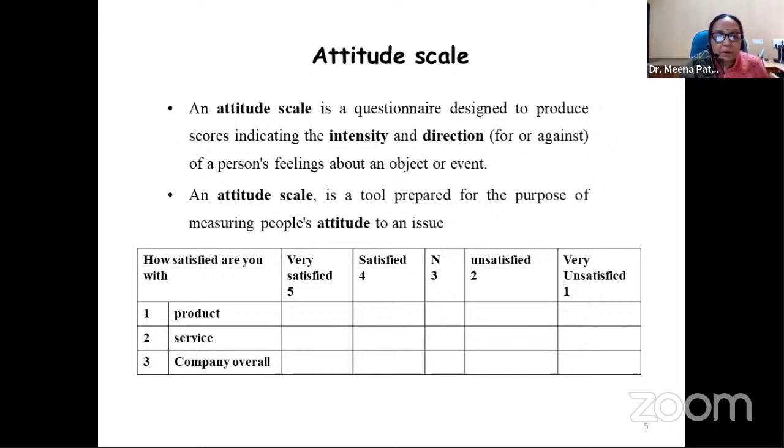Say, for example, how satisfied are you with either product, service, company, overall? Say here a 5 point continuum, that is very satisfied, satisfied, neutral, unsatisfied, very unsatisfied. Scores are given 5, 4, 3, 2, and 1.